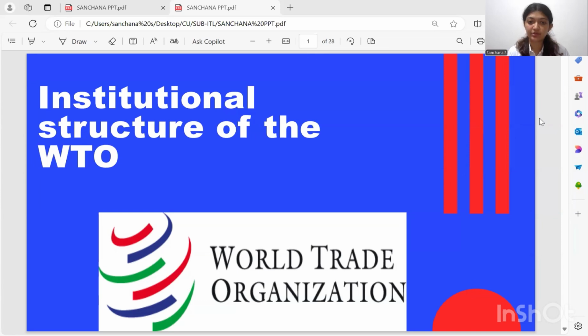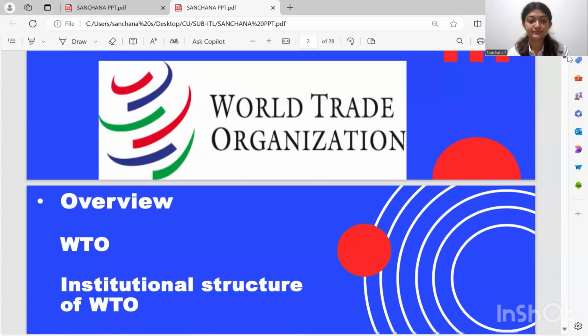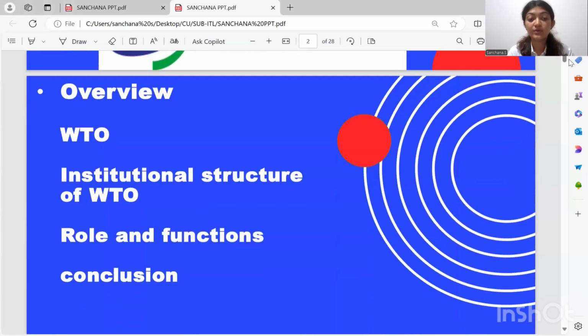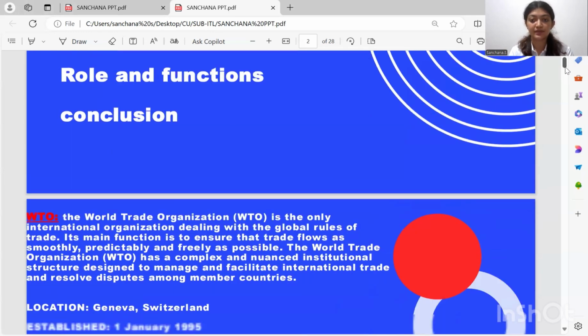Institutional structure of WTO will be presented by myself, Sanchana. Sailesh will be presenting transition of GATT to WTO. Sandra will be presenting India and WTO contemporary developments. Shivaraman will be presenting dispute settlement mechanism of WTO, a critique. Institutional structure of WTO. Overview, WTO, institutional structure of WTO, role and functions, and conclusion.